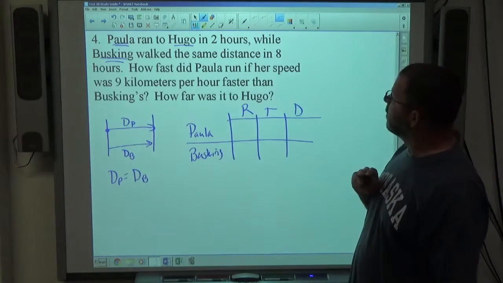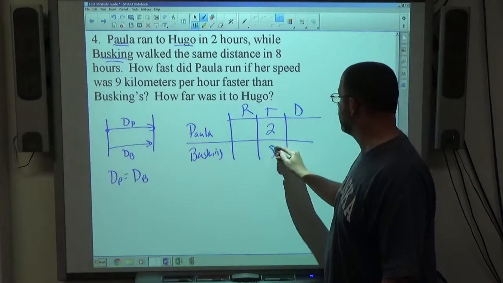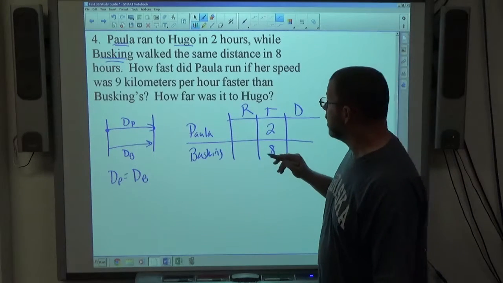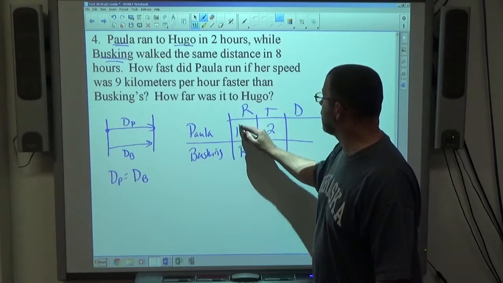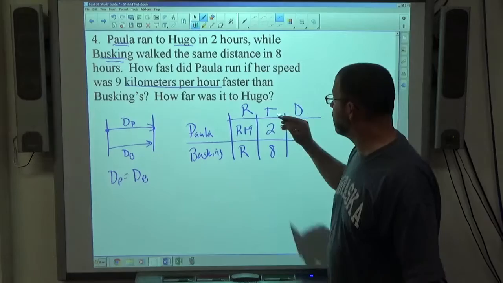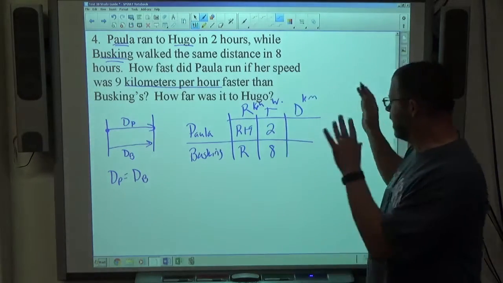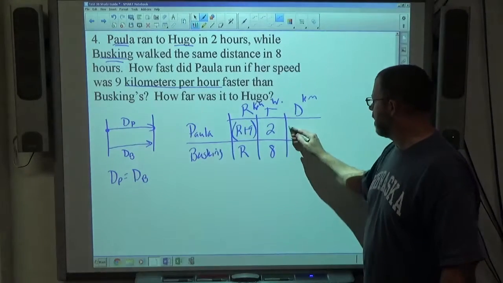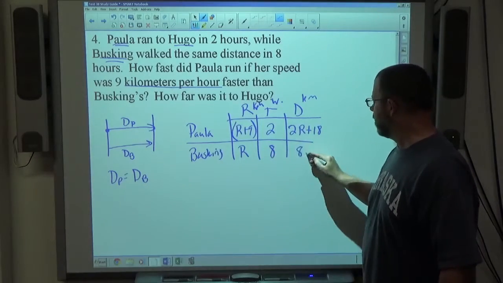They tell us times. Paula ran in 2 hours, Busking in 8 hours. Her speed was 9 kilometers per hour faster than his. So if Busking's rate is R, her speed is going to be R plus 9. We're talking about kilometers per hour. So this is kph, this is hours, this is kilometers, so we know what our units are. Her speed times her time will be 2R plus 18. His speed times time is going to be 8R.